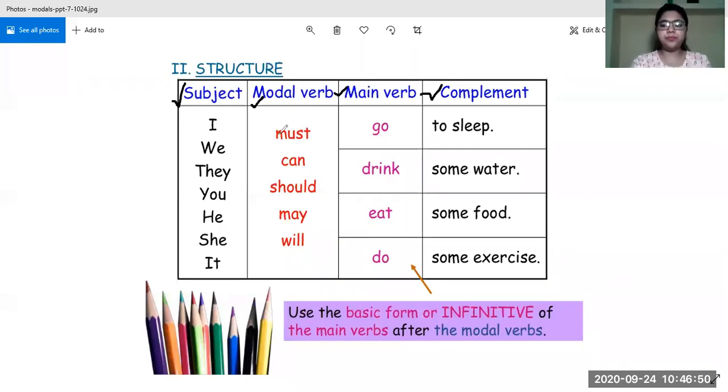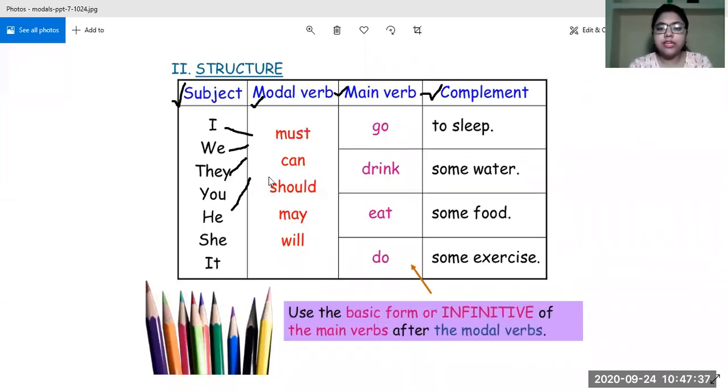So let us look at the example. I must go to sleep. We can drink some water, or we must go to sleep. See, with each of the subjects, we can use all the modal verbs without changing the form of the modal verb. Whether the subject is singular, plural, feminine, or masculine, the modal verb doesn't change. Okay, it remains in its fixed form. Whether we use it with I or we or they or he or she whatsoever, the modal verb will not change. It will remain as it is. Must will remain as it is with each of the subjects which have been mentioned over here. Same goes for can, should, may, and will.